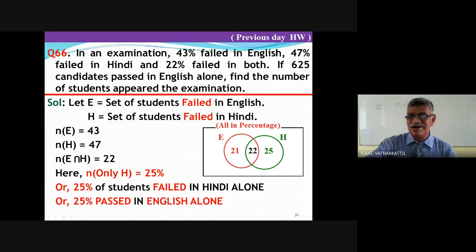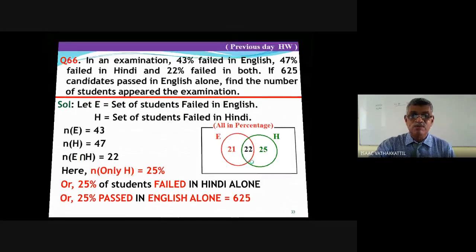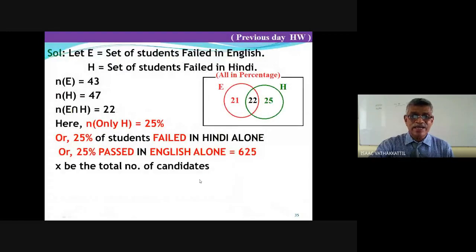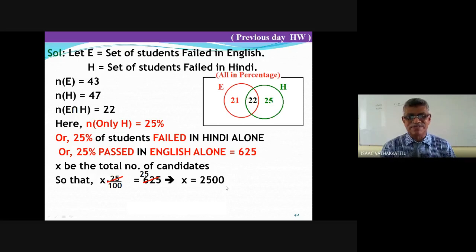Now the question is, how much is the total? It's a simple question. 25% passed in English alone, this is equal to 625 given. Then what is the total? And let X be the number. That's a simple arithmetic. Let X be the total number of candidates, so that X into 25% is 625. You can simplify and you get X equal to 2500.